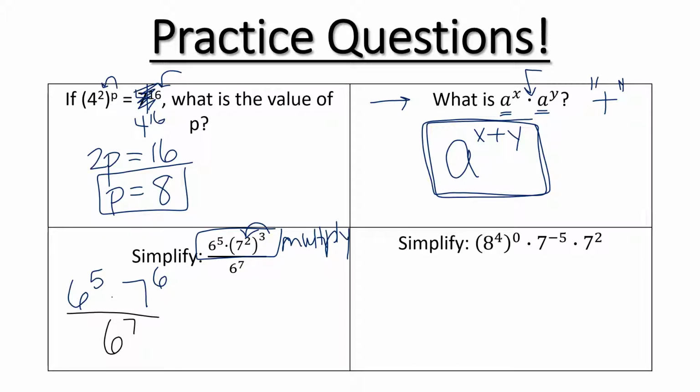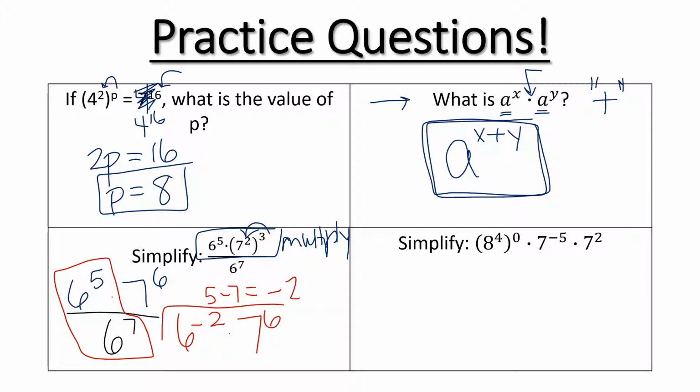And then from here, I'm going to see what else I can do. So I see there's a fraction bar, which means to divide. And I see that there's a 6 to the 5th and then a 6 to the 7th, and I know that I need to divide those. When I'm dividing, I have to take my powers and subtract them. So this would be like 5 minus 7, and 5 minus 7 is negative 2. So this is the same thing as 6 to the negative 2 power times 7 to the 6th power. That's what it simplifies to.